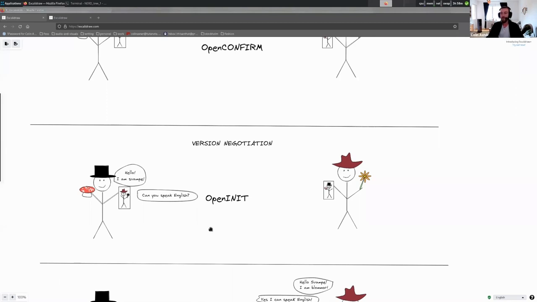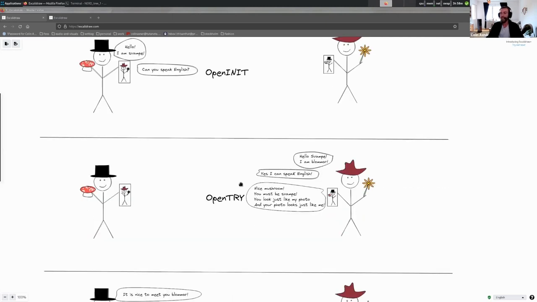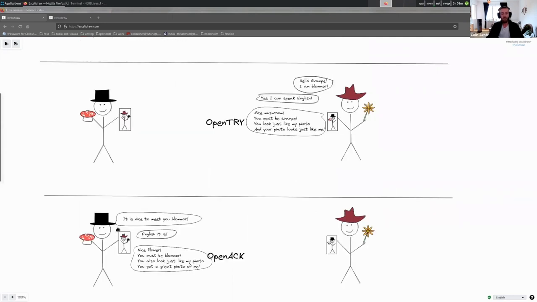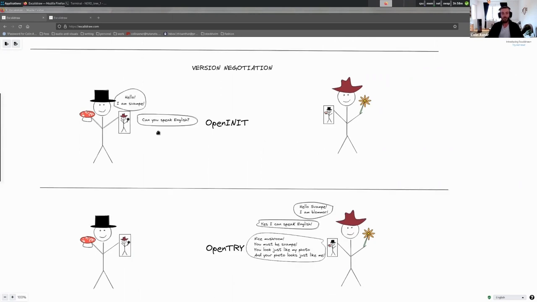So here, when Svante and Bloomor do the version negotiation, in the simple case, Svante says, can you speak English? And Bloomor says, yes, I can. And then after Bloomor responds, Svante says, English it is. And there's the agreement. So the initial state is whoever does the open proposes a version that we can possibly use. And it should be something that they support.